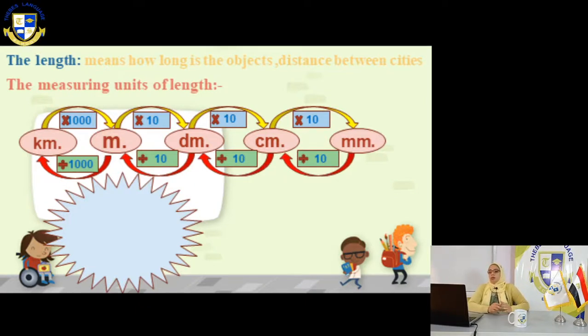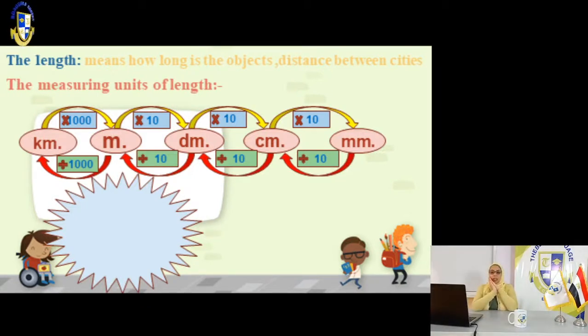We also have another measurement, the decimeter. For short objects like a mobile, a book, or a copybook, we use centimeter. And for tiny objects like insects, we use millimeter. So we have 5 measurements for length: kilometer, meter, decimeter, centimeter, and millimeter.